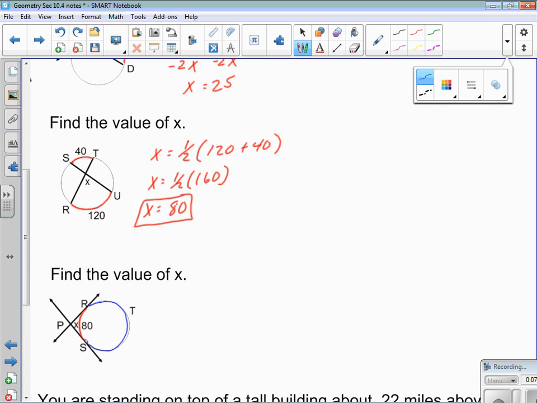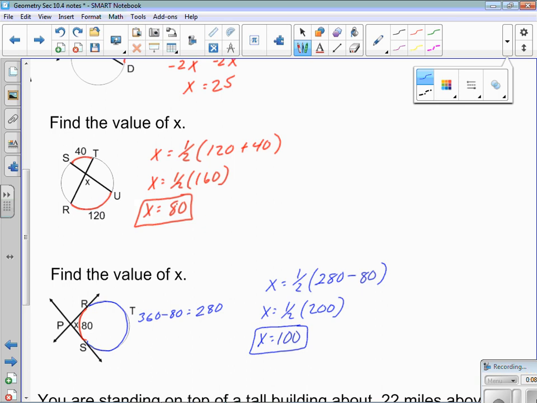80. So we know that the circle is 360. So to find the measure of RTS, we do 360 minus the 80 for RS. That gives us 280. So our x is going to be equal to 1/2 of the difference of those two, 1/2 of 280 minus 80. That'd be 1/2 of 200, or x equals 100.